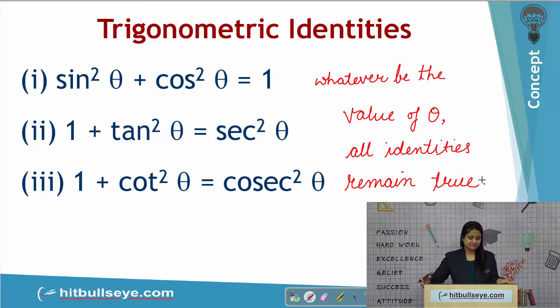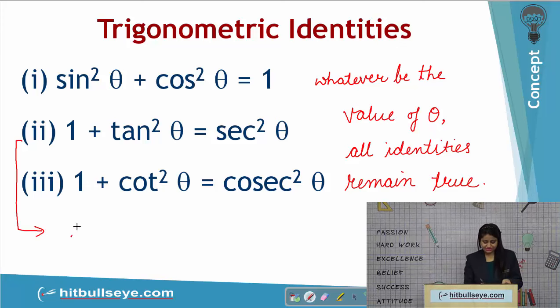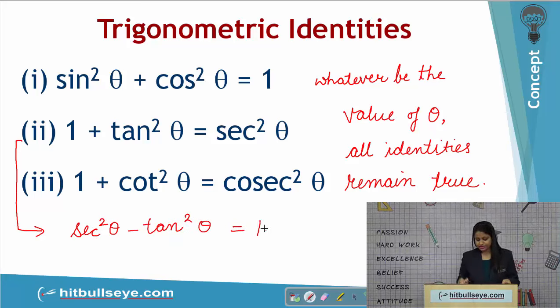The first identity says sine square theta plus cos square theta is equal to 1. Second says 1 plus tan square theta is equal to secant square theta. In some books, this is written as secant square theta minus tan square theta is equal to 1. Both are the same things actually, just reshuffling of the terms. And third says 1 plus cot square theta is equal to cosecant square theta, that is cosecant square theta minus cot square theta is equal to 1. So once again I'm writing this, because in many books you will find this representation.